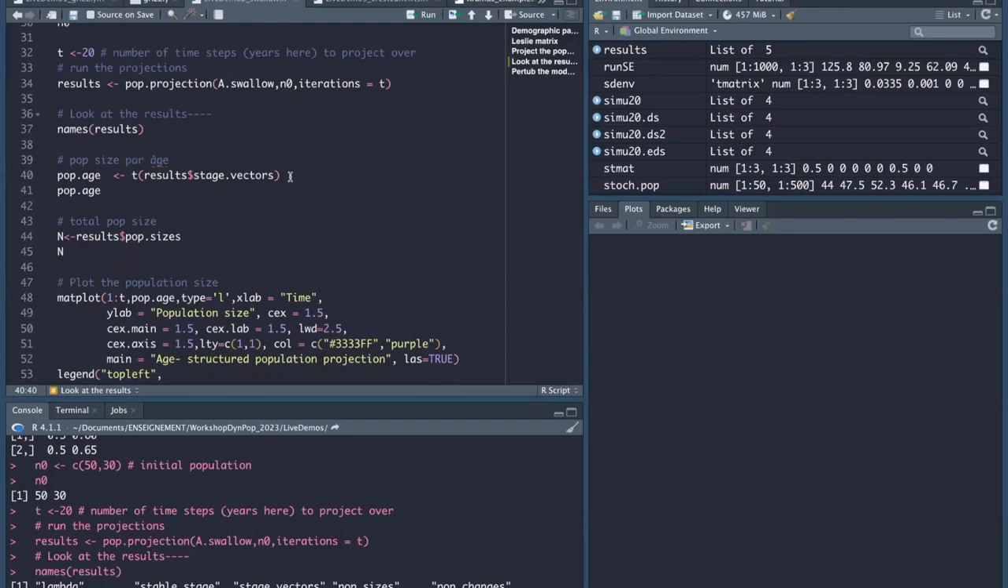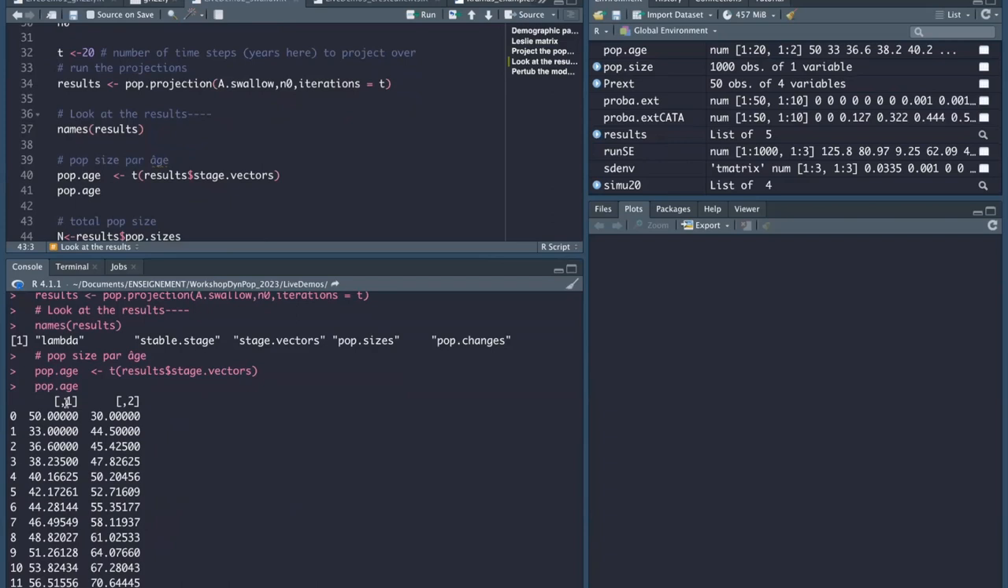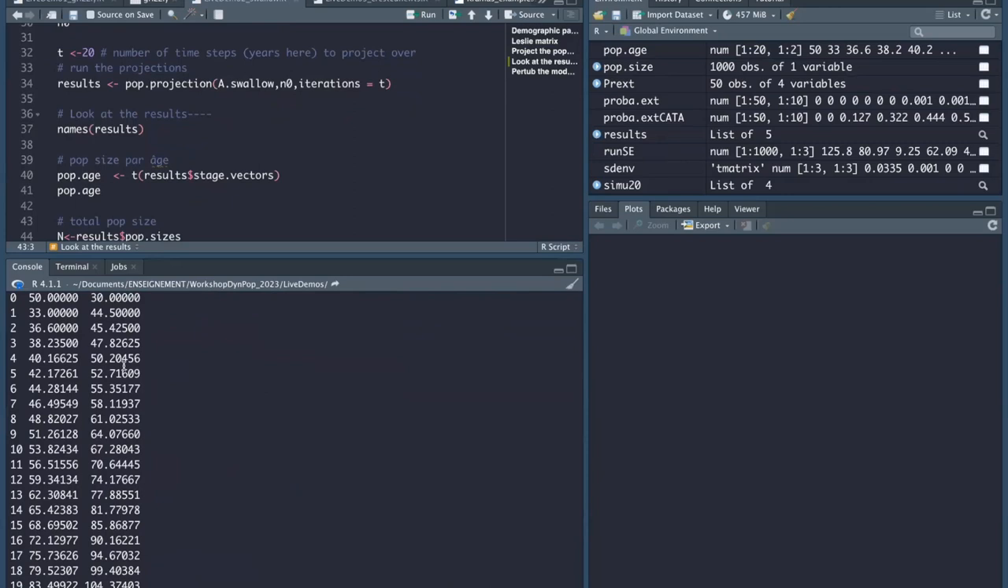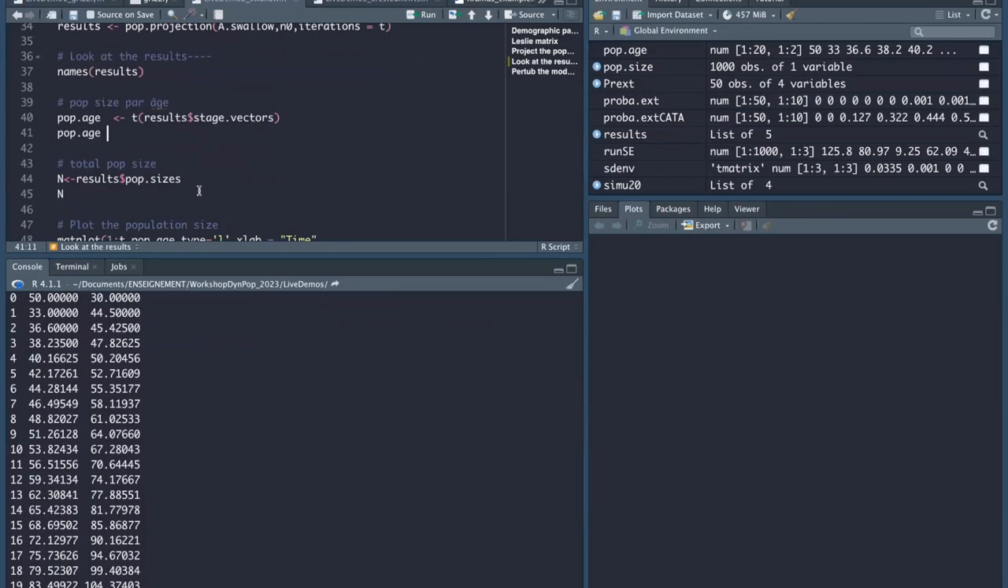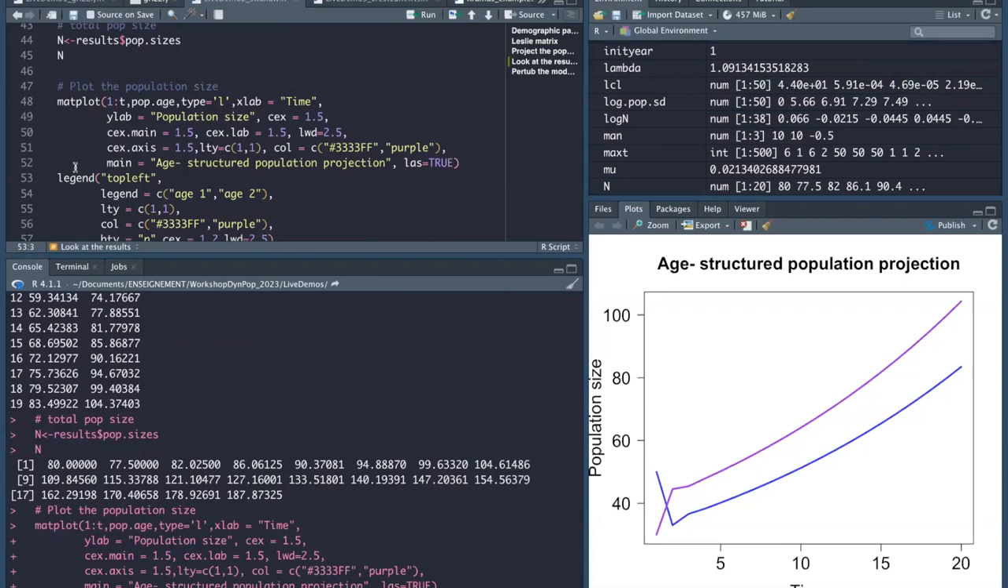So first, let's look at the population size for each age. So we have a matrix with the A1 in the first column and the number of individuals at each time step. Same for the adults. So we can probably plot this. We can plot the total population size. Let's do it now. I'm using matplotlib, but you can probably do this in a nicer way using ggplot if you're younger than me.